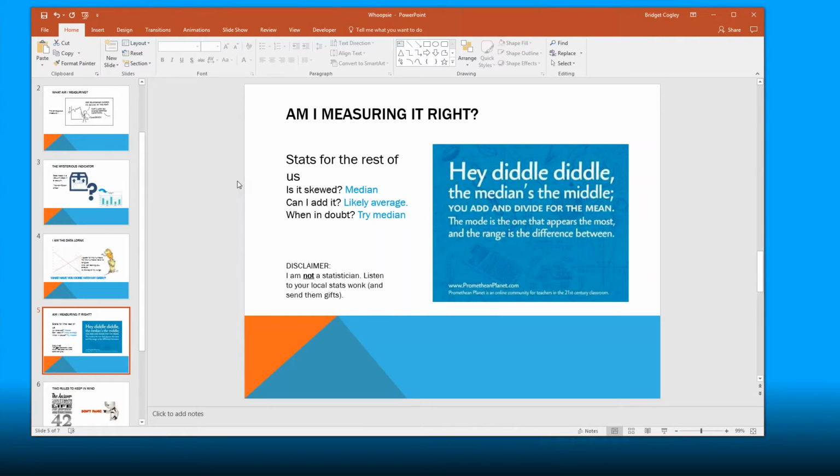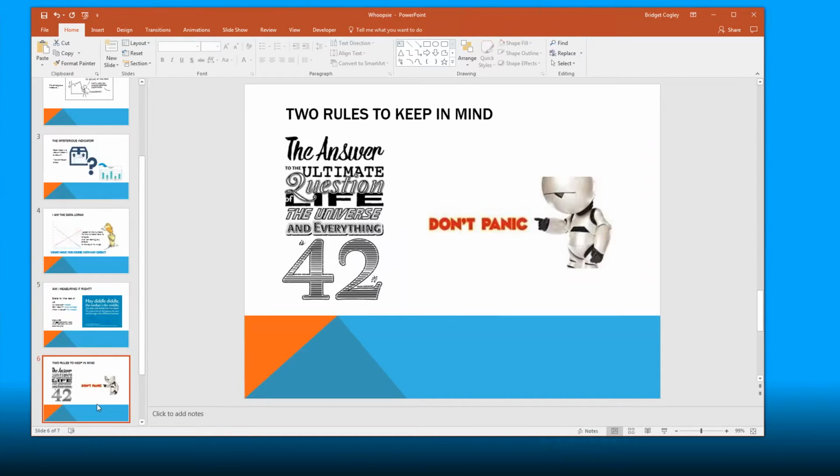The other thing is, can I add it? So if I'm adding things like sales or I'm adding things like profit, you're more likely to average those items than to use the median. And then finally, if you're in doubt, try using median. See, does that work versus using average? The final disclaimer here, I am not a statistician. So if you've got some really great local stats wonks, follow them, do whatever they tell you, and also give them gifts because they're brilliant and wonderful.